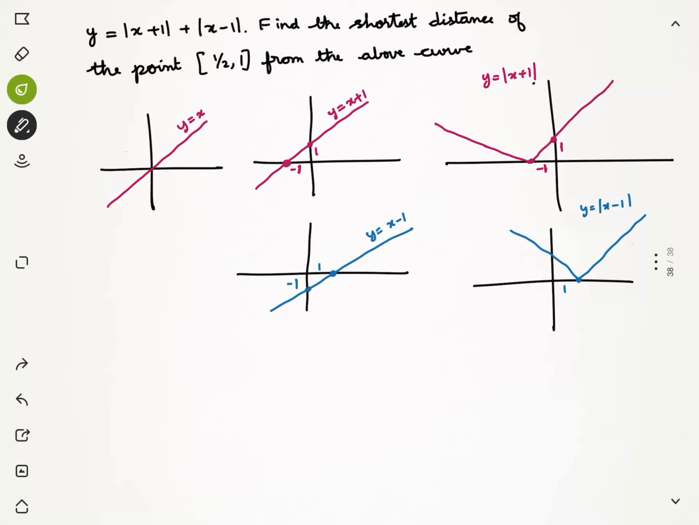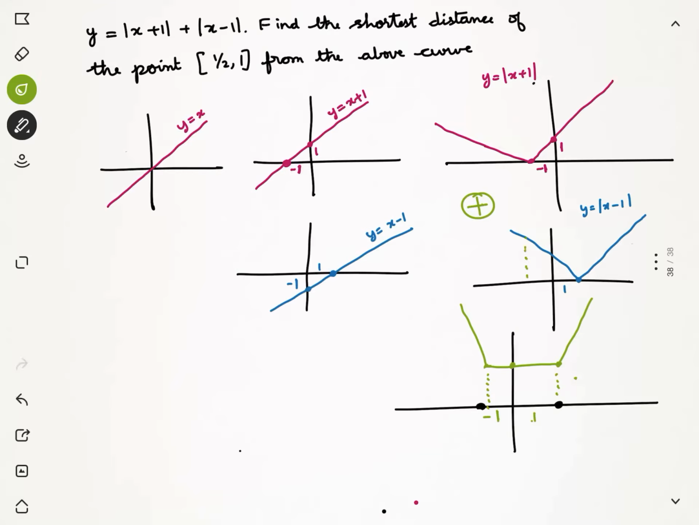Now to find the given curve in the question, I need to add the first pink color curve and the second blue color curve. I need to add these two curves. If I add these two curves, it is going to give me 3 parts: the left hand side of minus 1, the right hand side of plus 1, and between minus 1 and plus 1. If I look at the left hand side of minus 1, this curve is decreasing, this curve is also decreasing. Both these curves have a slope of minus 1. So if I add these two functions, it will be a decreasing curve of slope minus 2.